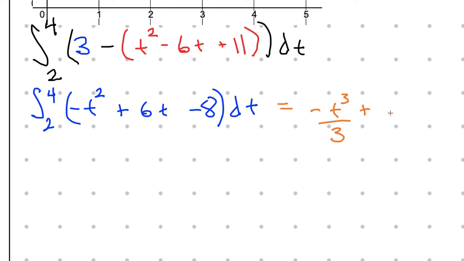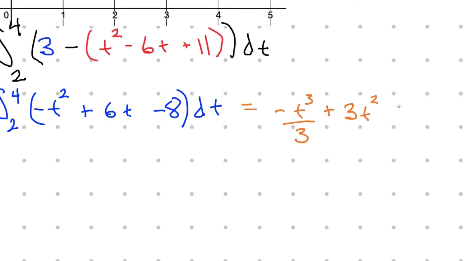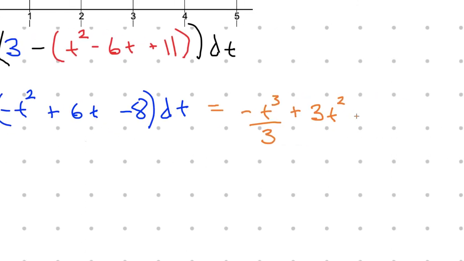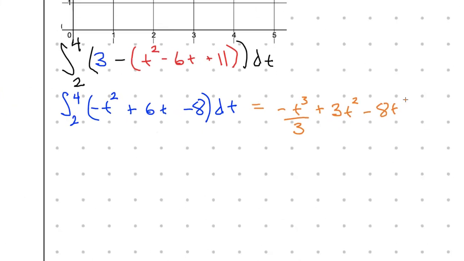Plus 3t to the second, because we divided down by 2, and 6 divided by 2 is 3. Keep going. Minus 8t. And to finish this off, to make it official, is it plus c or evaluation bar? Evaluation bar, from 2 to 4. All right, perfect. Thank you, Arrow. Got our good review in here.